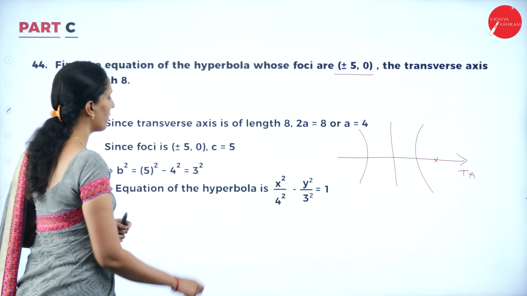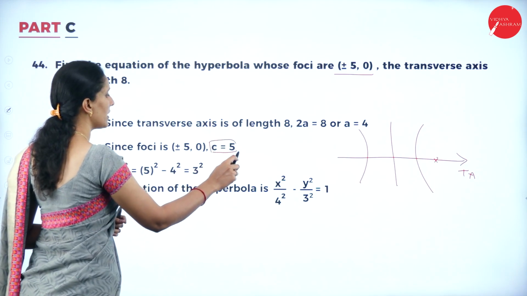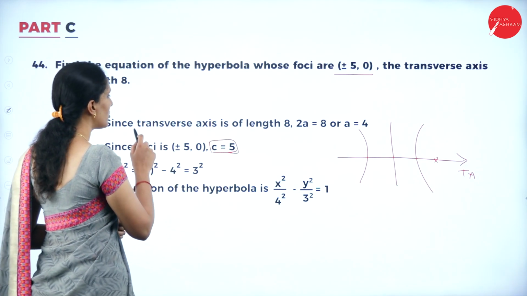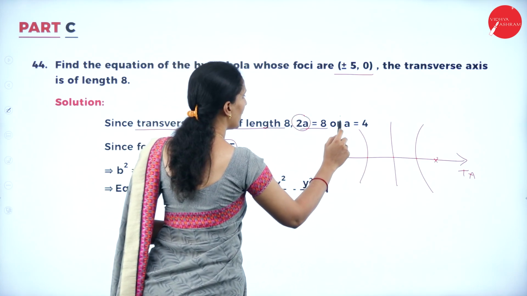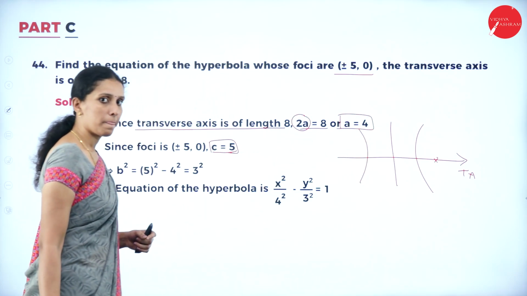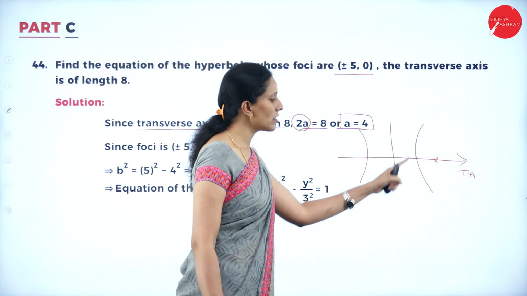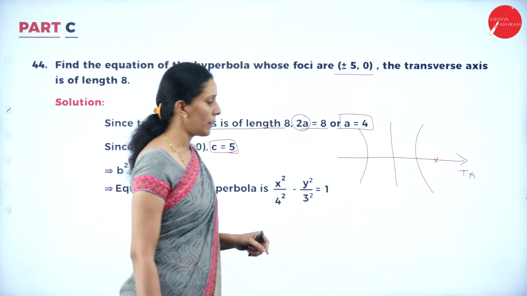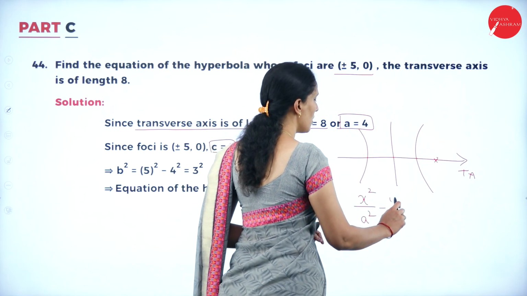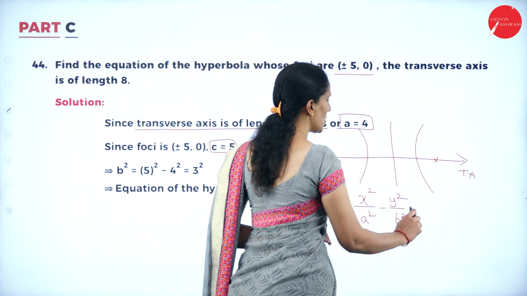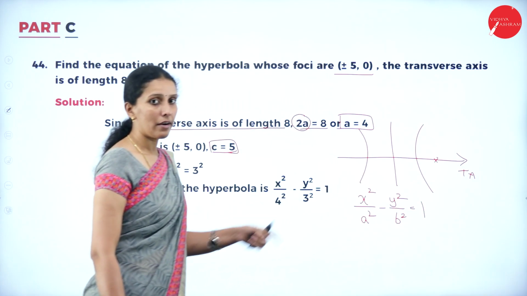The focus is given, which means c is given, that is c is equal to 5. And the transverse axis length is given, that is 2a. Solving this, we will get a is equal to 4. Now, if this is the form of a hyperbola, then the equation will be of the form x square by a square minus y square by b square is equal to 1. So this is the standard equation.